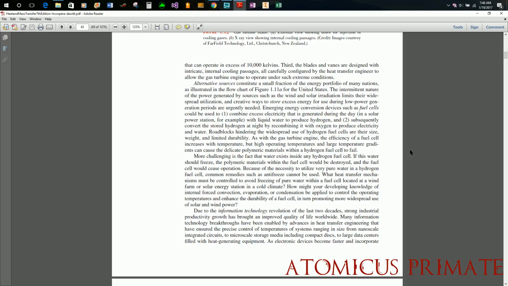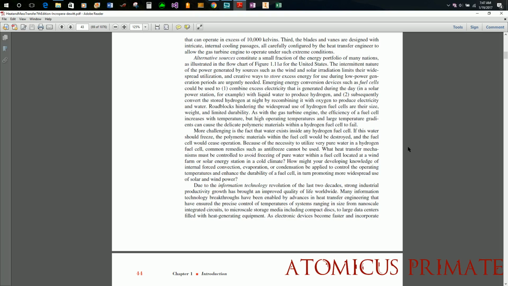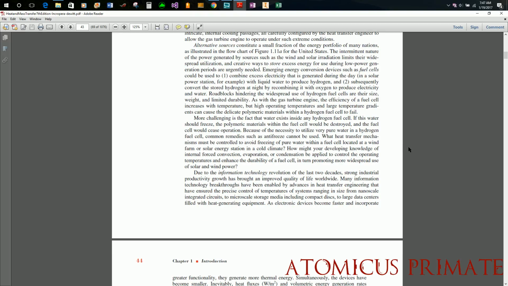How might your developing knowledge of internal forced convection, evaporation, or condensation be applied to control the operating temperatures and enhance the durability of a fuel cell, in turn promoting more widespread use of solar and wind power? Due to the information technology revolution of the last 2 decades or more, strong industrial productivity growth has brought an improved quality of life worldwide.